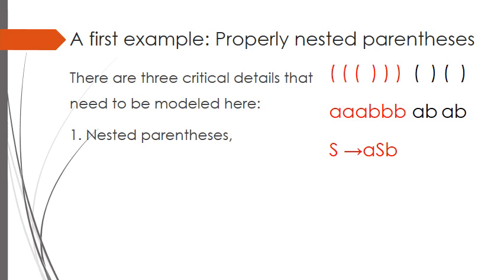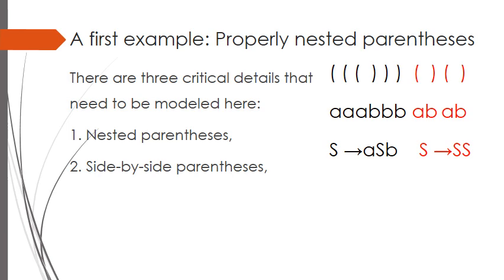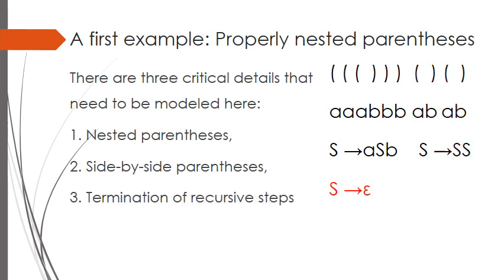The rule S goes to aSb represents the nested parentheses. The second one is side-by-side parentheses. We know that the parentheses can be used at the same level. The rule S goes to SS solves this situation. The last one is termination of recursive steps. Since the first two rules contain recursions, we know we must stop them with another rule. S goes to epsilon will do this.